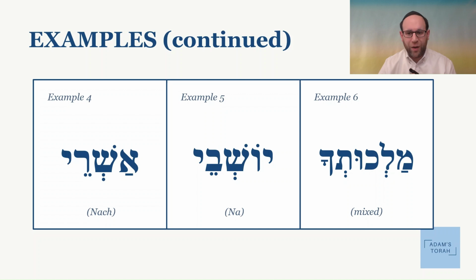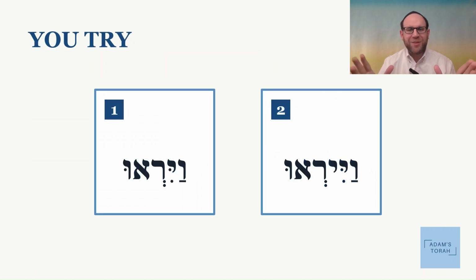Malchutecha. Why? As we explained, you have to look at the letter before it, whether it has a Tenu'ah Gedolah or a Tenu'ah Ketanah. Okay, so now it's your turn to try. I want you to look at these words. They look awfully similar, but there's one small difference. I want you to pause the video and try to read these 2 words for yourself.